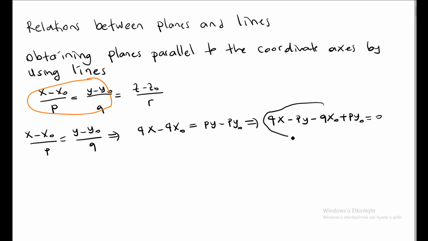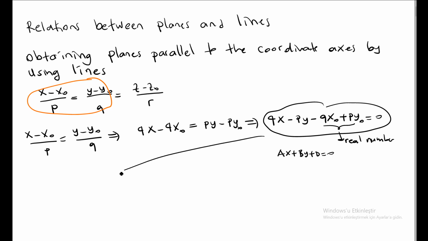You see, you have this equation. So this part is some real number, because here everything is a number: q, p, x sub 0, y sub 0 are all numbers. So then we have this form, q times x minus p times y. So you see, this is actually in this form, a times x, b times y plus d equals 0. So this represents the plane parallel to the z-axis.